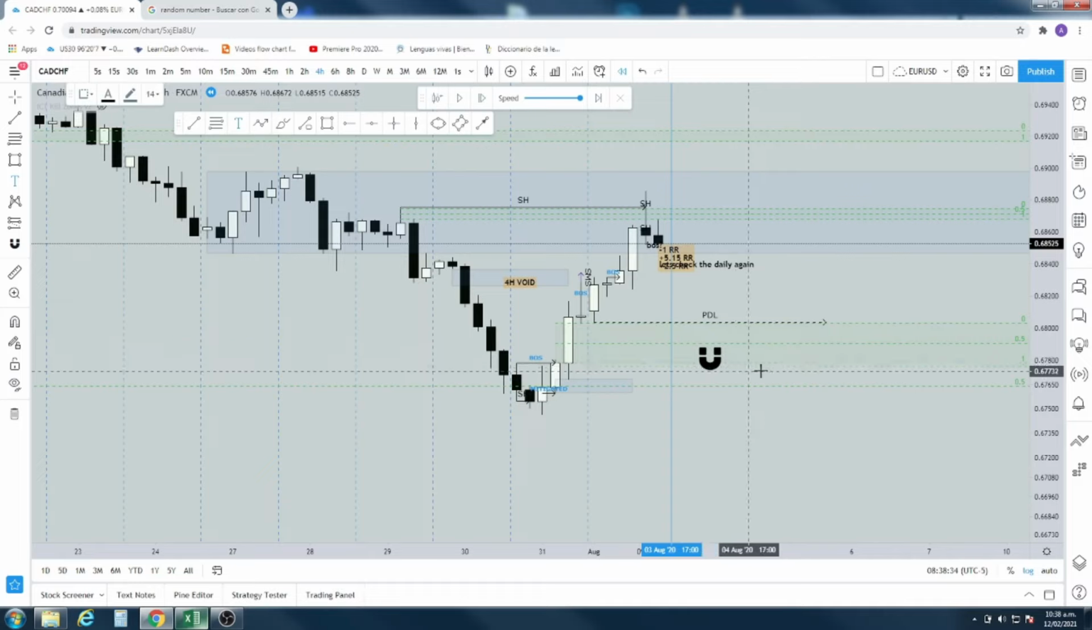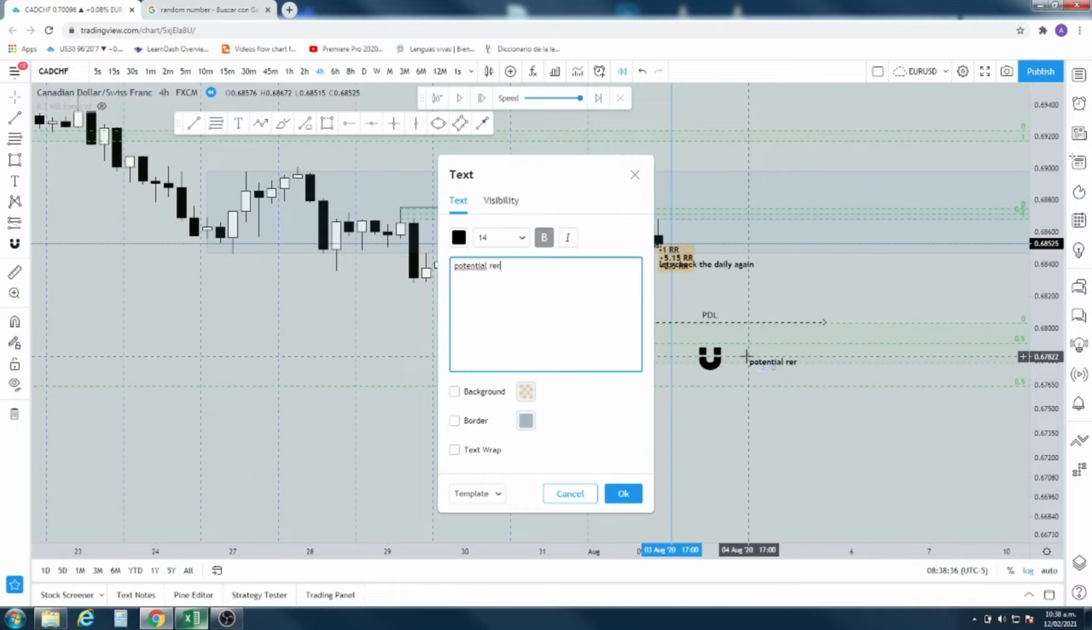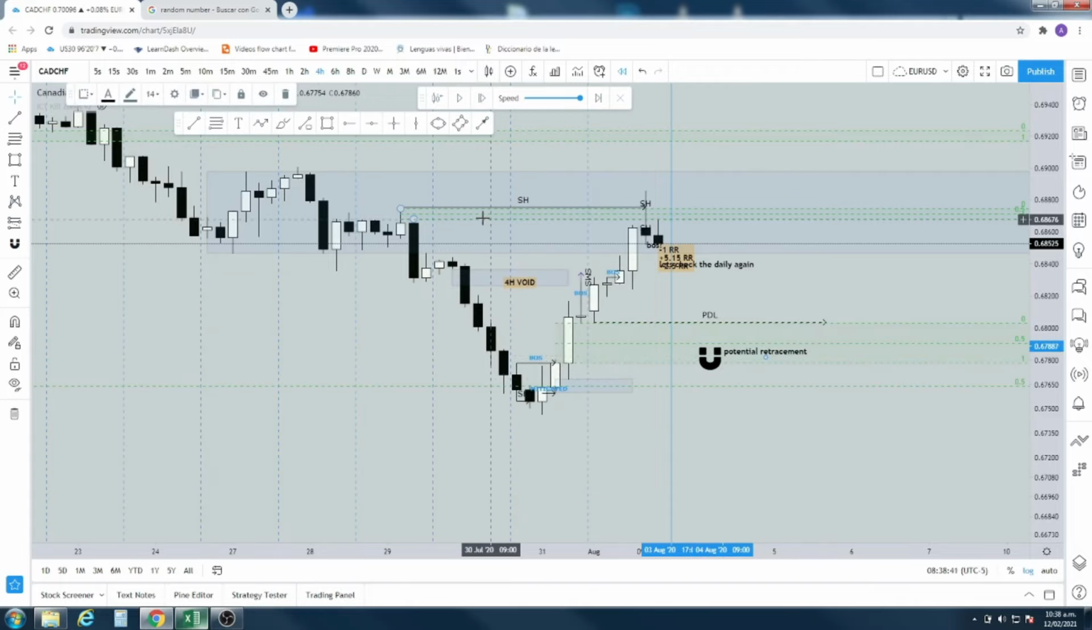If we have the opportunity to go short, I would ideally look for a retracement into this void that we can see here on the 4 hour.